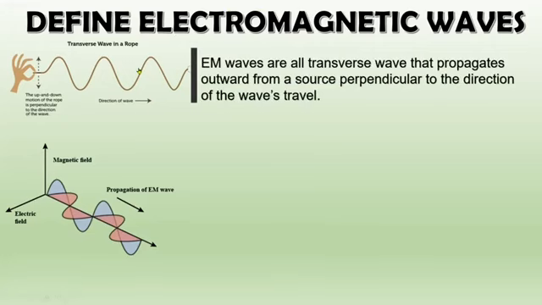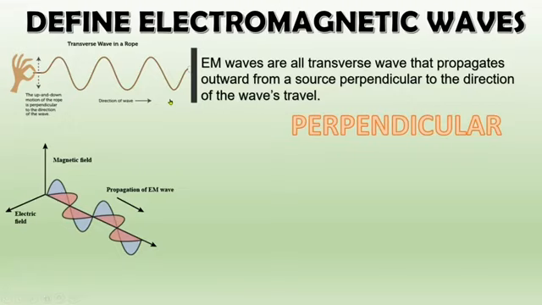For our first activity, let us define what an electromagnetic wave is. Electromagnetic waves are all transverse waves that propagate outward from a source perpendicular to the direction of the wave's travel. As you can see from the illustration, a transverse wave is compared to a rope that moves up and down, perpendicular to the movement of the wave. Perpendicular means that the motion and direction of the waves are at a 90 degree angle.